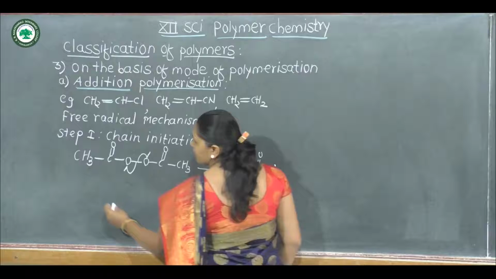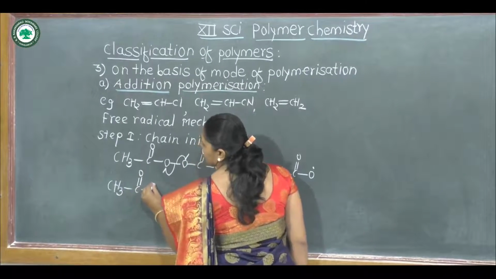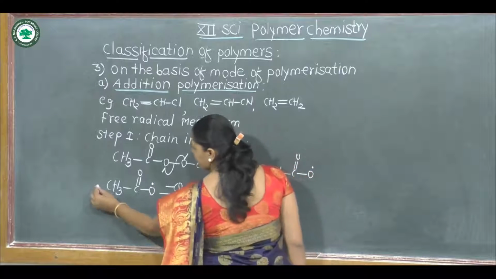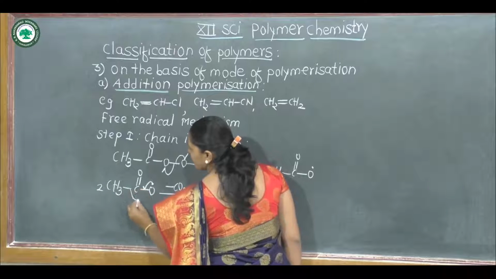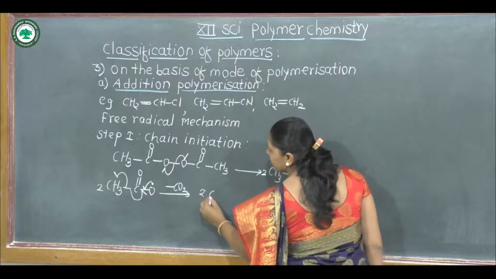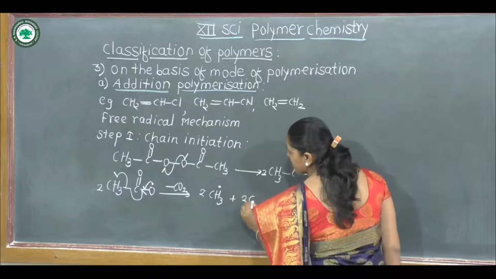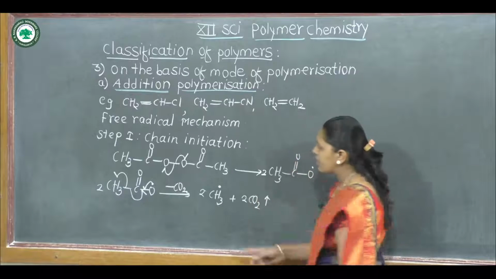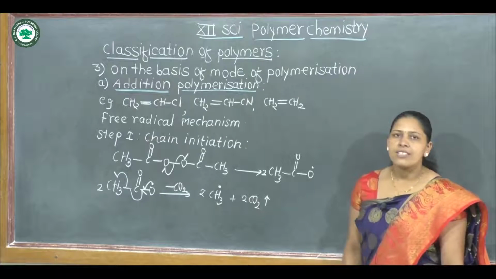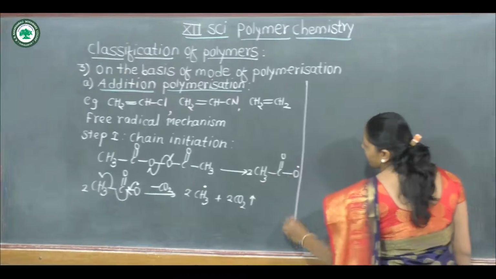Then these two acetyl free radicals, in the second step, lose CO2 to form two methyl free radicals, plus removal of two CO2 molecules. It is the methyl free radical which initiates the second step, that is chain propagation. The second step is chain propagation.